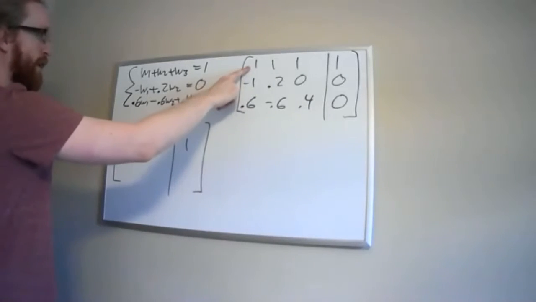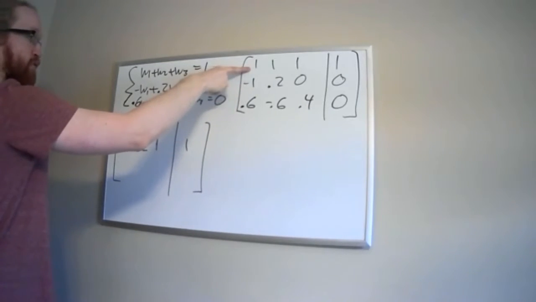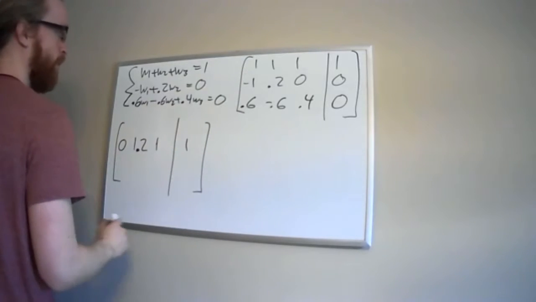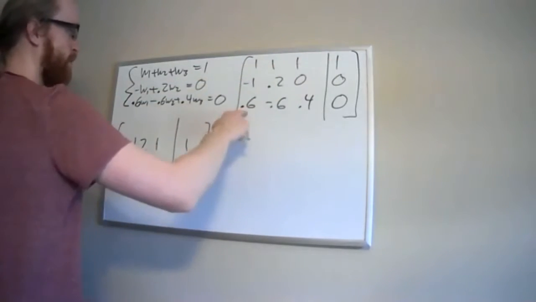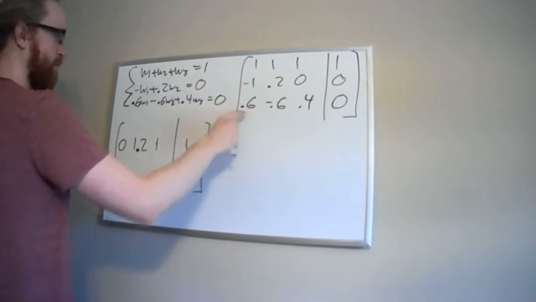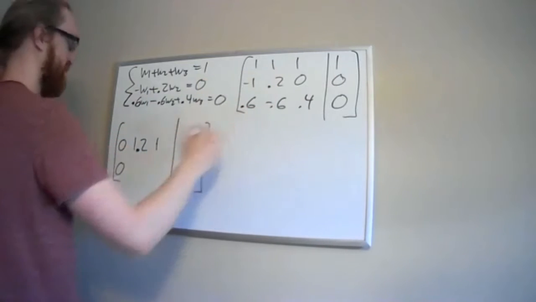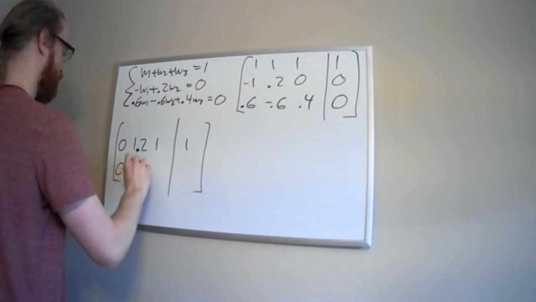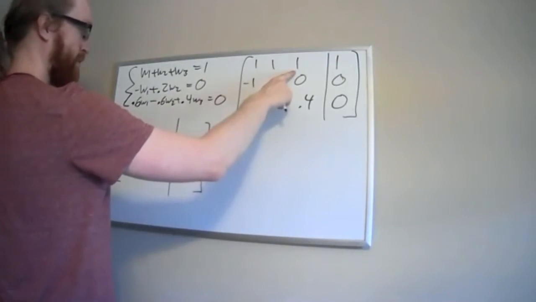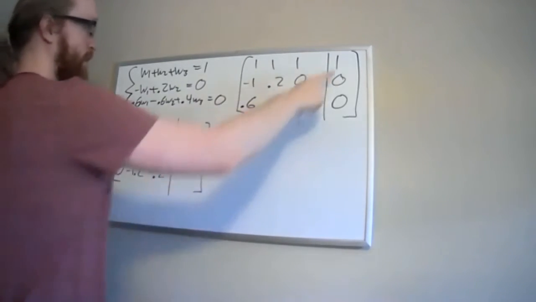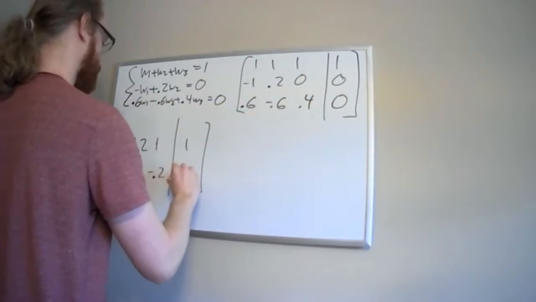I'm going to take -0.6 times the first row and add it to this last row to cancel out this 0.6. So what happens if I take -0.6 the top row and add it to the second row? Well, -0.6 plus 0.6 will be 0. -0.6 plus -0.6 is -1.2. -0.6 plus 0.4 is -0.2. And -0.6 plus 0 will be -0.6.